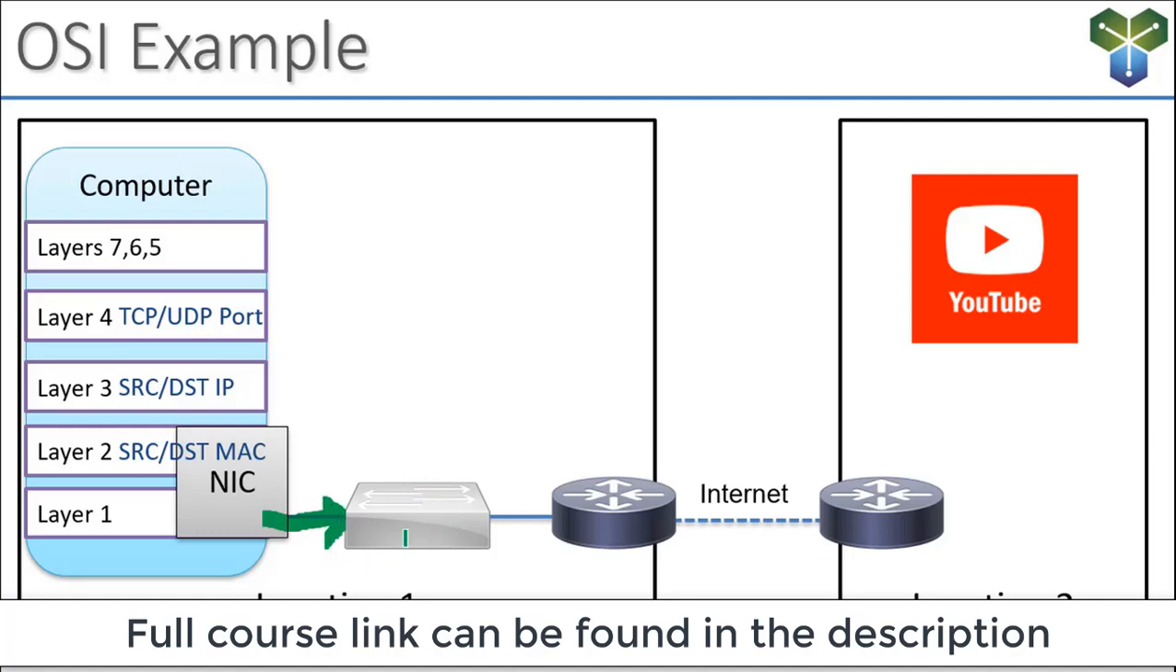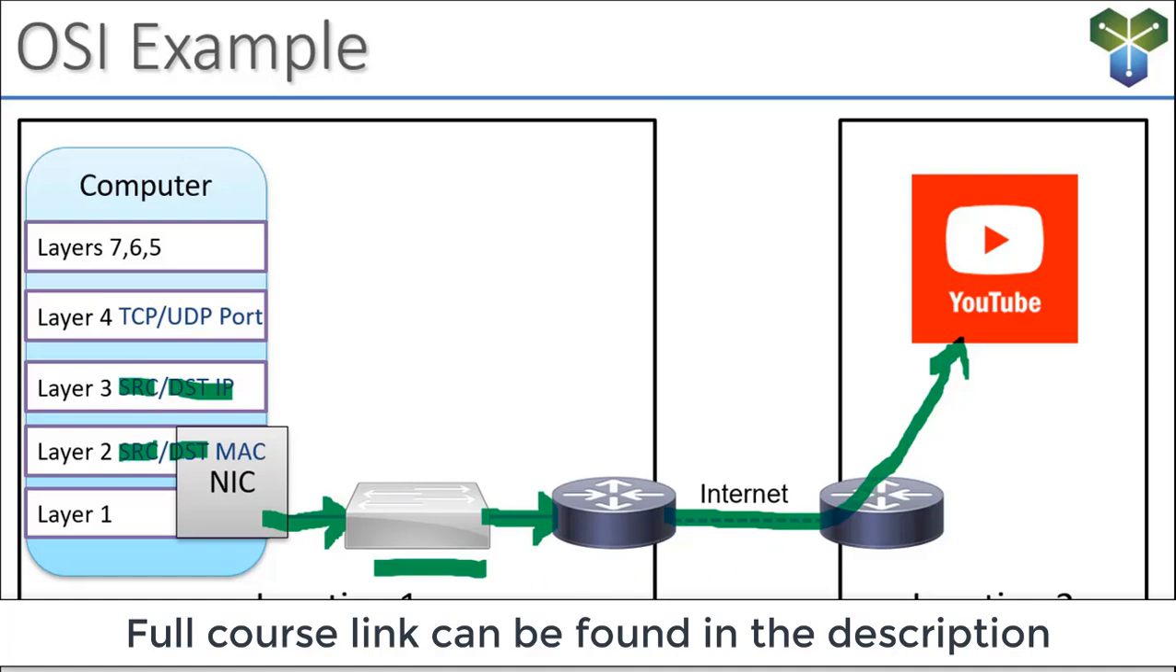The switch is a layer 2 device. It is going to analyze the source and the destination MAC address. The destination MAC address is my layer 3 device, my router, which is going to analyze the source IP and the destination IP. The destination IP is going to be these servers at YouTube, and away it goes.